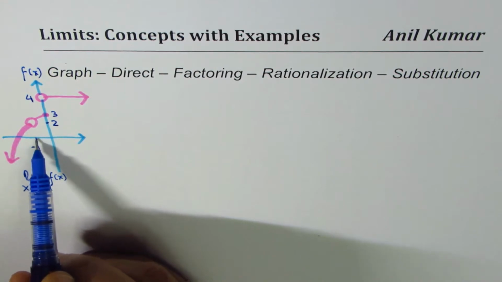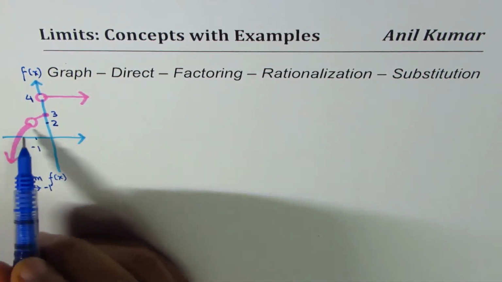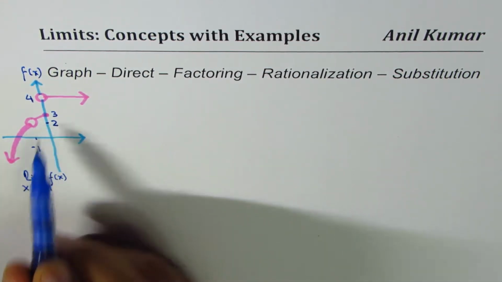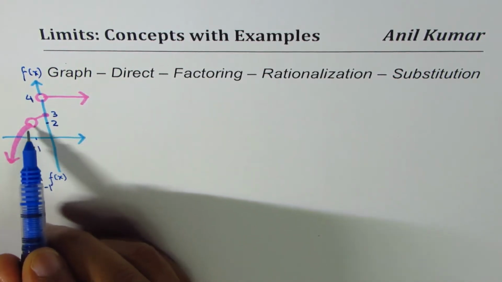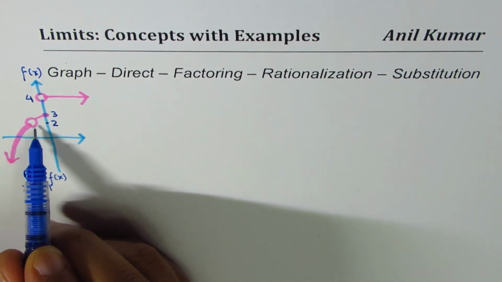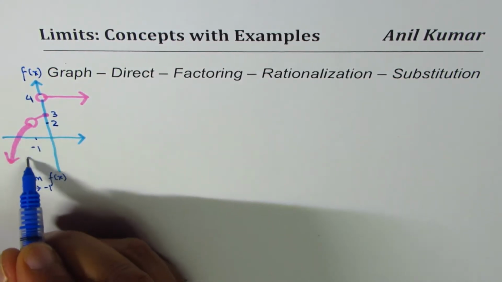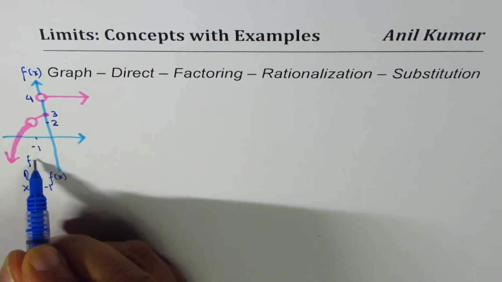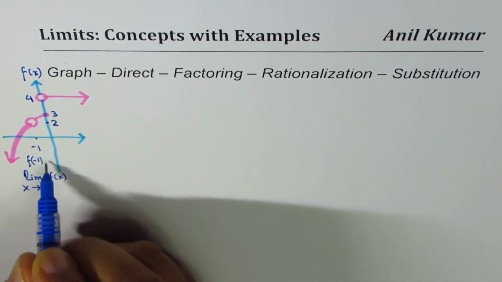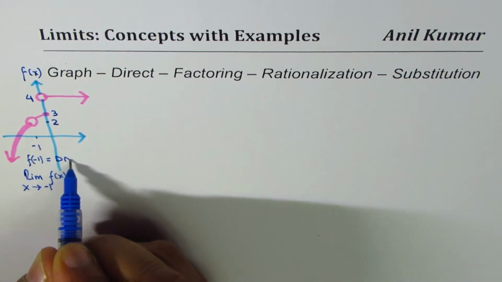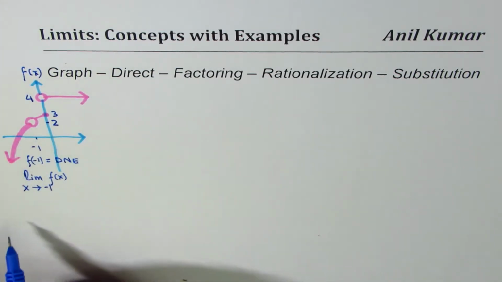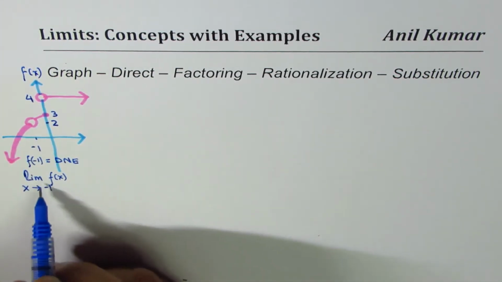As you approach -1 from left side, you approach a value 2, right? You can see that there is a hole at -1, a discontinuity in the graph. So the value at -1 does not exist. You can see that f of -1 does not exist. It is not defined, right? However, limit exists.